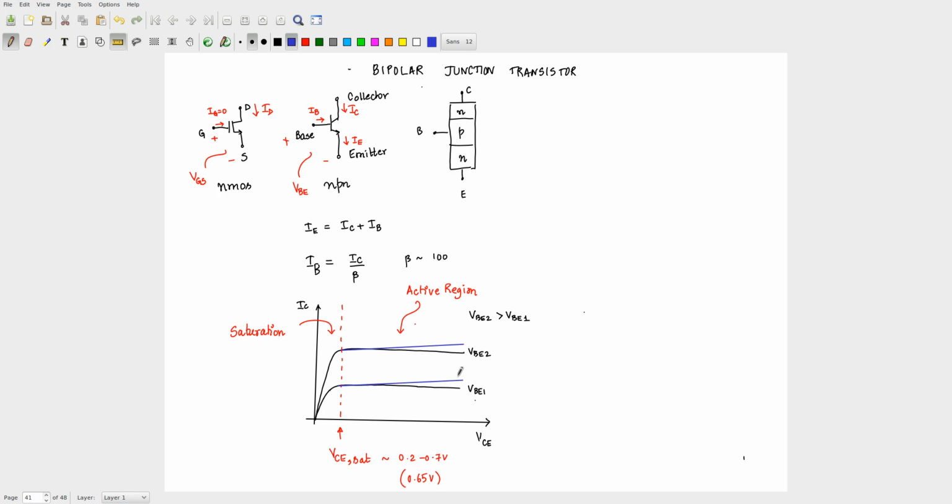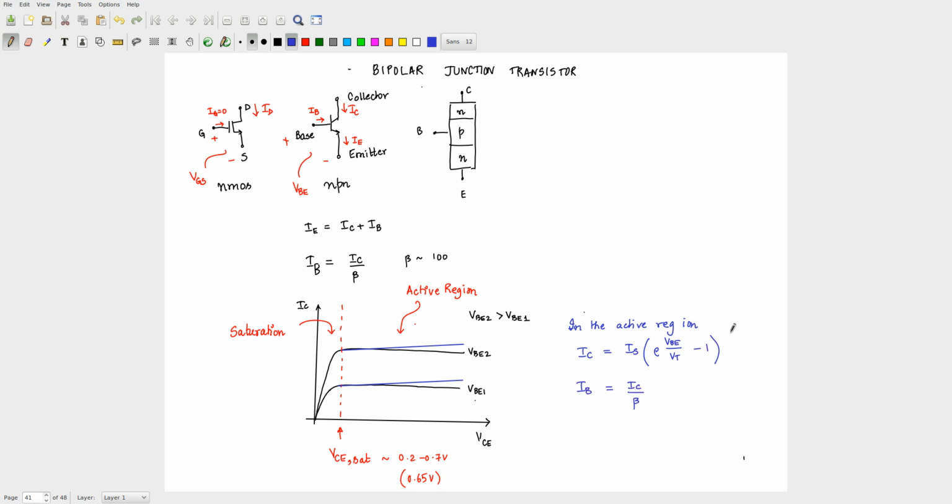You will have a slope like that. And so we can write out now the characteristics. We are pretty much interested only in the characteristics in the active region for today's discussion. So in the active region, can someone tell me what the characteristics will look like? So you have IC is essentially some saturation current Is into e power VBE by VT minus 1, and this IB is IC by beta.